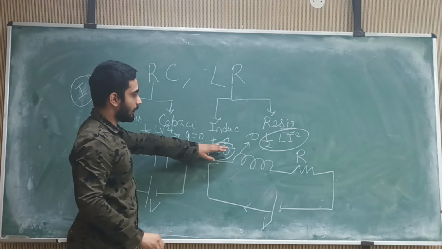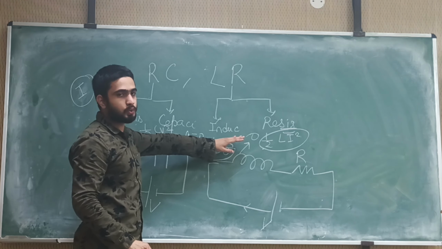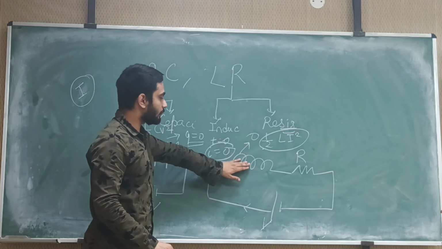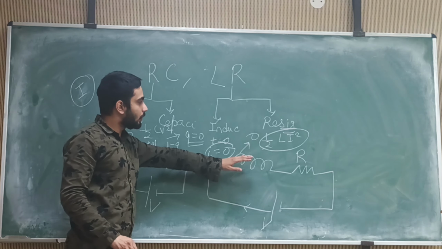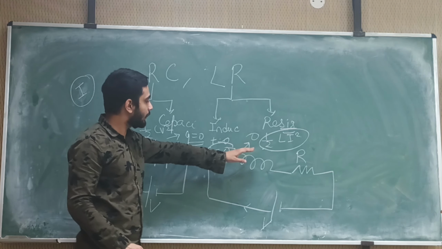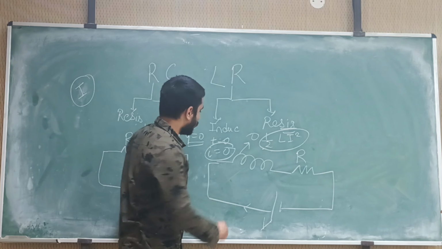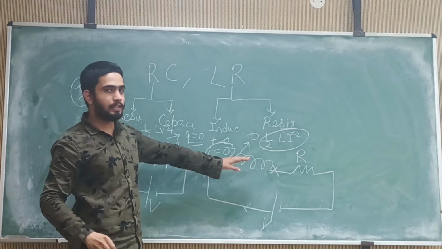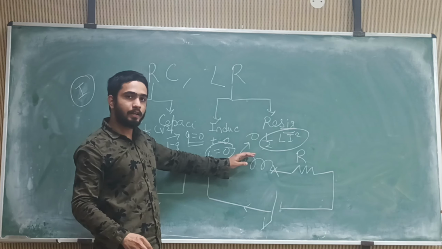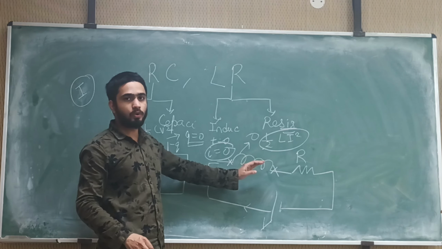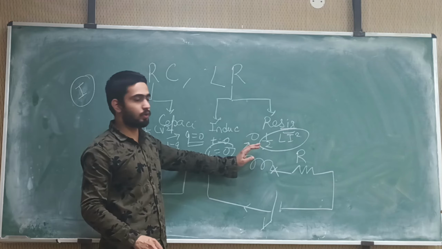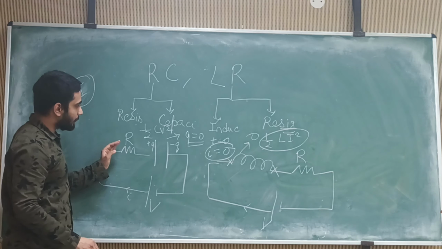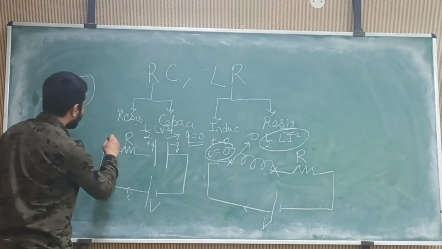What does the inductance do at time t equals 0? When it has no energy, the current is 0, so it will resist the current flow. But in the case of the RC circuit, it is just like a wire.